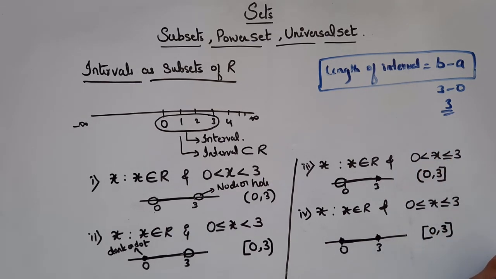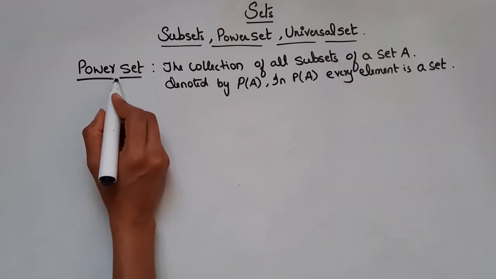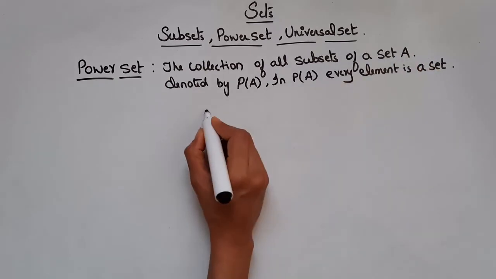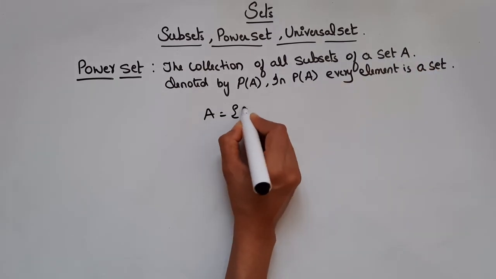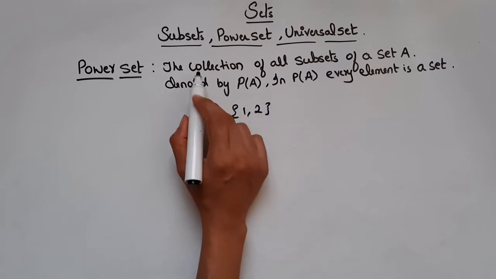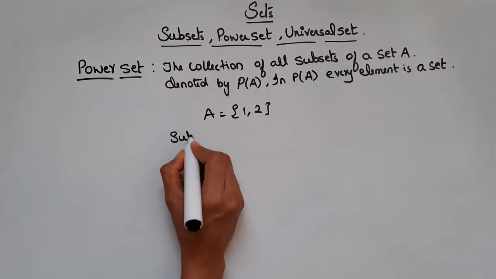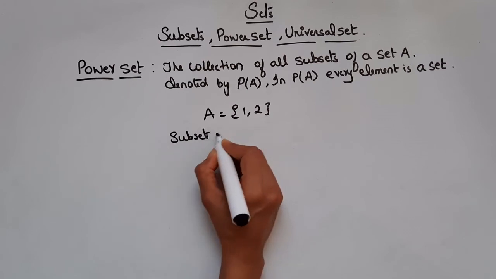Now let's move on to power set. But before that, pause the video and note this down. Now let's see what is a power set. It's a collection of all subsets of set A. So let's take a set A where the elements are 1, 2. So here it says it's a collection of all subsets of set A. What are the subsets of set A? First let's write the subsets of set A.